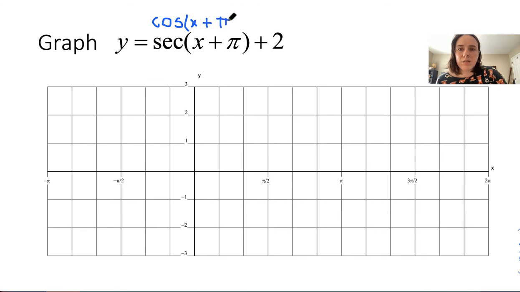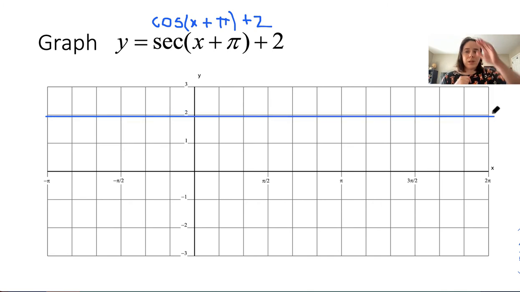X plus pi plus 2. So let's start by graphing the cosine of (x plus pi) plus 2. If we look at that, there's no number in front, so our amplitude is 1. We have a phase shift of pi, a vertical shift of 2, and our period is still 2 pi because we don't have any numbers in front of our x. Because we have that vertical shift of 2, I'm going to put a line at 2 to help us figure out what we're oscillating around.